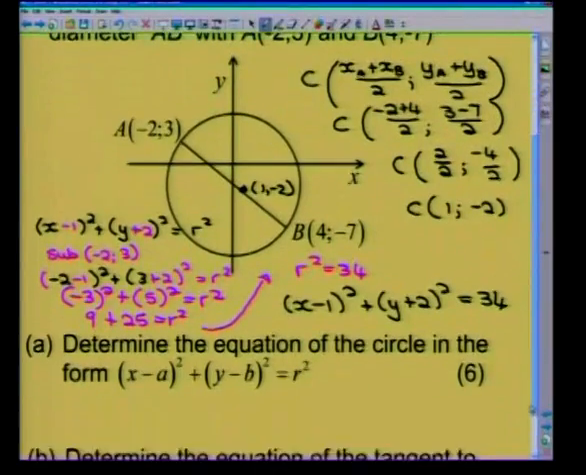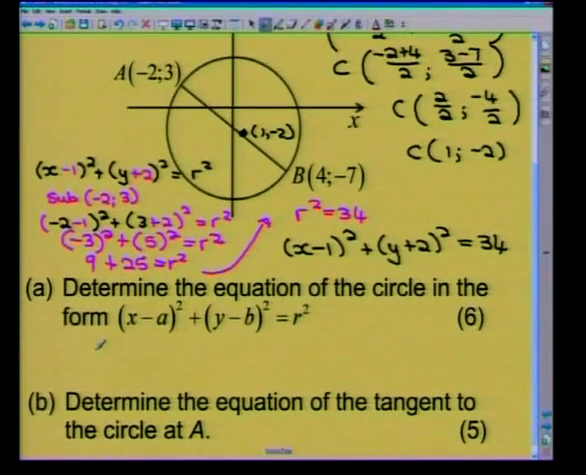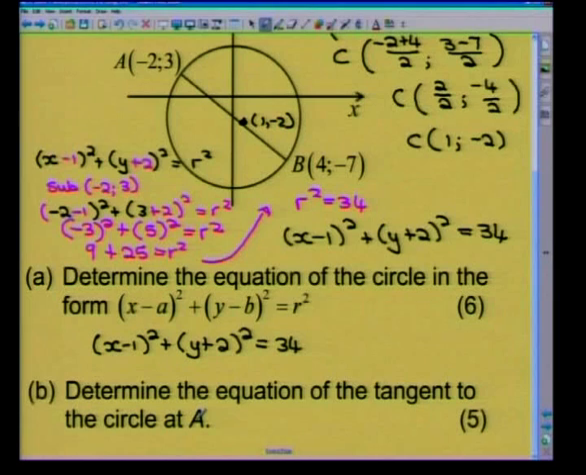Right, so let's see what question B says. Okay, I think we'll put this equation in here. X minus 1 squared plus y plus 2 squared equals 34. It now says determine the equation of a tangent to the circle at A. Now we go over here and we look at the drawing and there is no tangent drawn in. Well, that's absolutely no problem. We put our own tangent in.